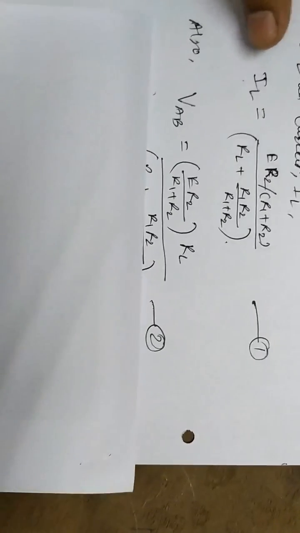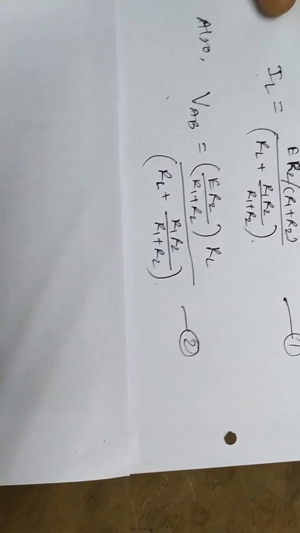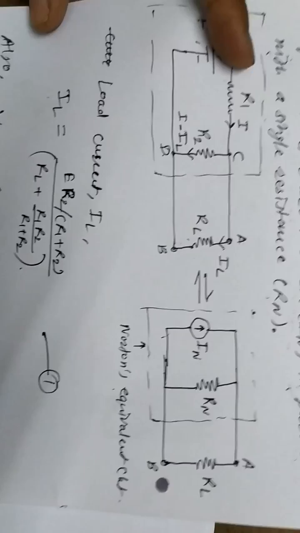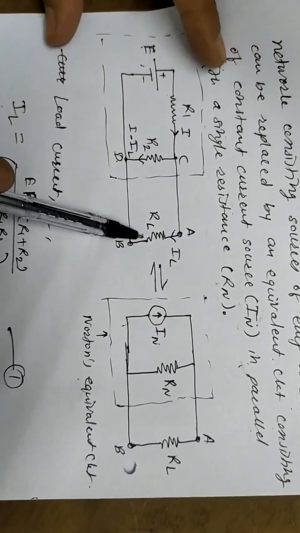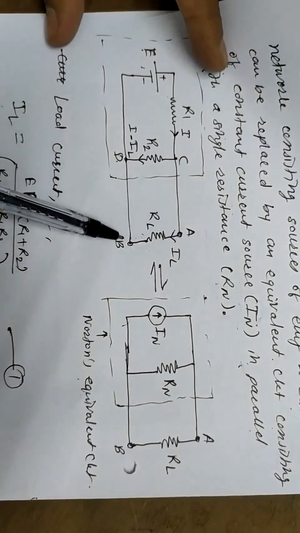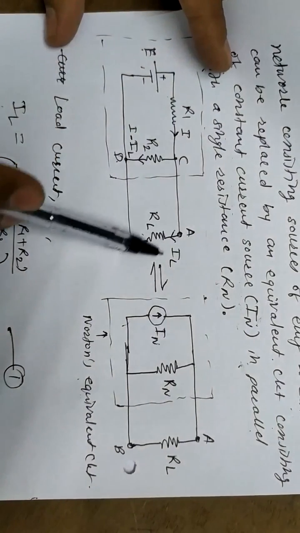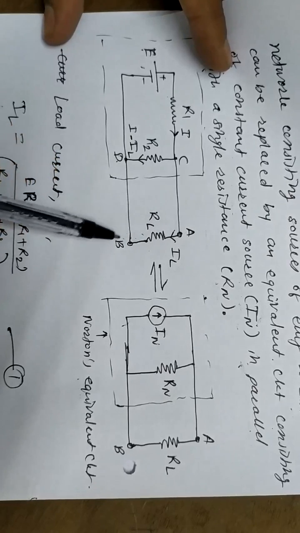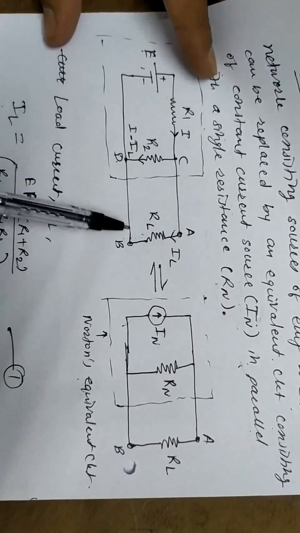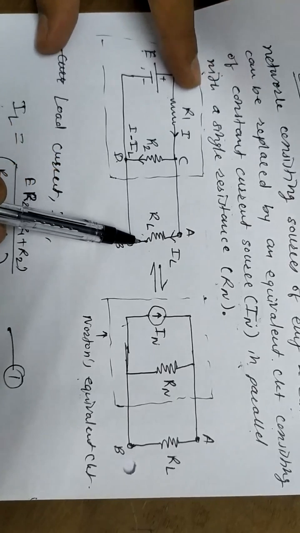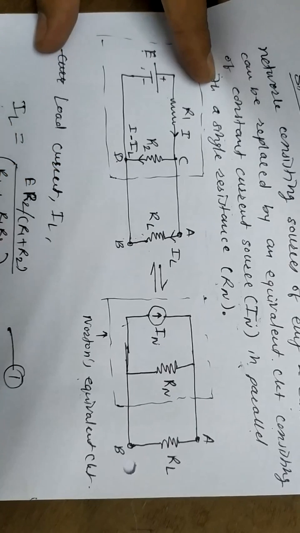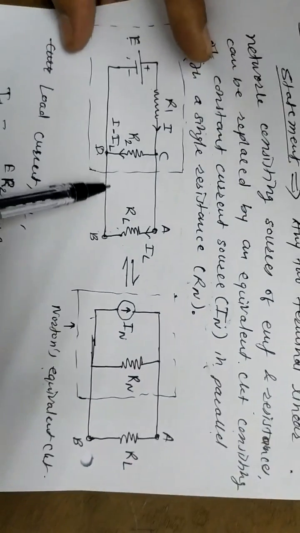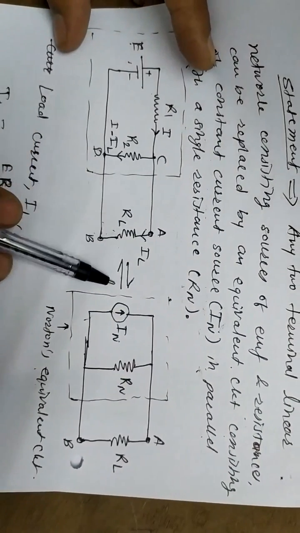Now to find out the current IN, there are some steps. For this, remove the load resistance and short this circuit. Remove this load resistance and short the circuit, and the current flowing through that short will be the short circuit current, which is represented by IN, that is Norton's current. Now let us consider this circuit, remove this load resistance RL and short this circuit.